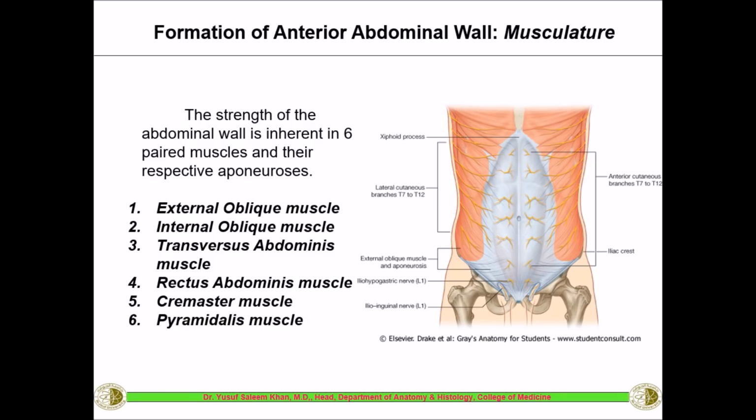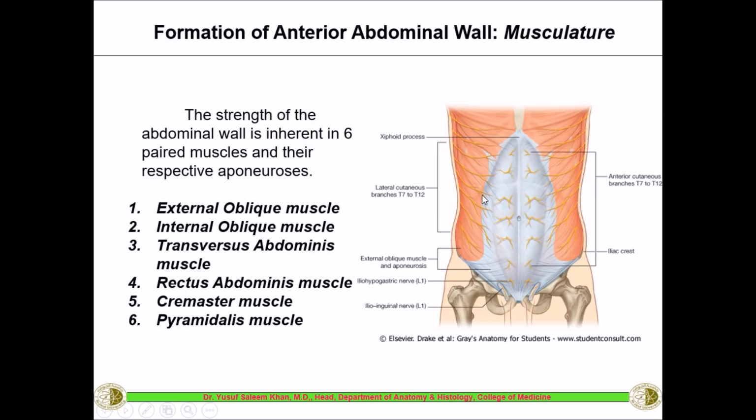Now let's study the muscles which form the anterior abdominal wall, the main muscles which give strength to the anterior abdominal wall, as well as their aponeurosis. They are in pairs, so on either side. The first muscle will be the external oblique. As the name indicates, it is externally present as well as obliquely placed. So that's what is called external oblique.